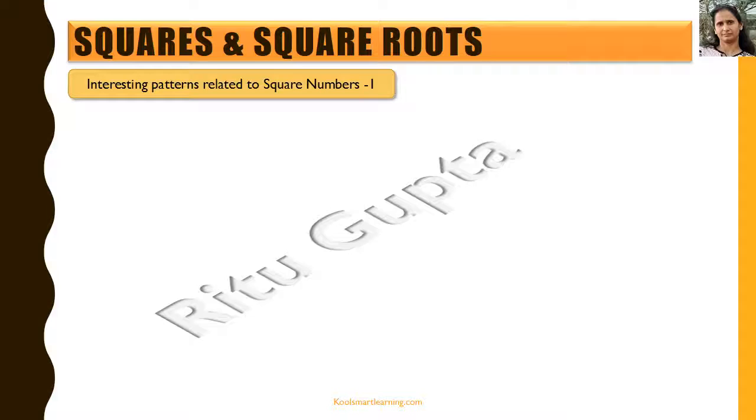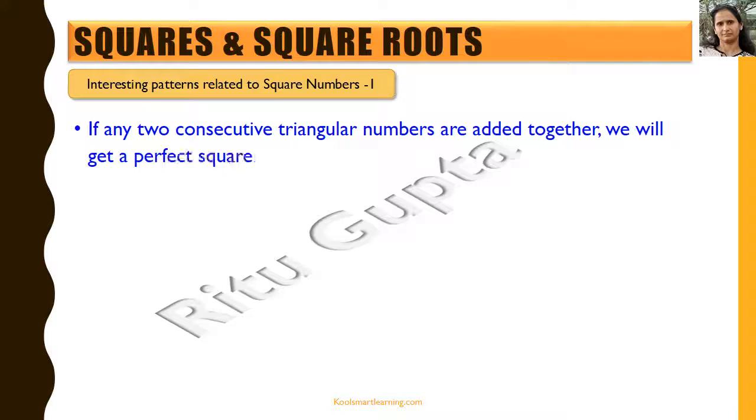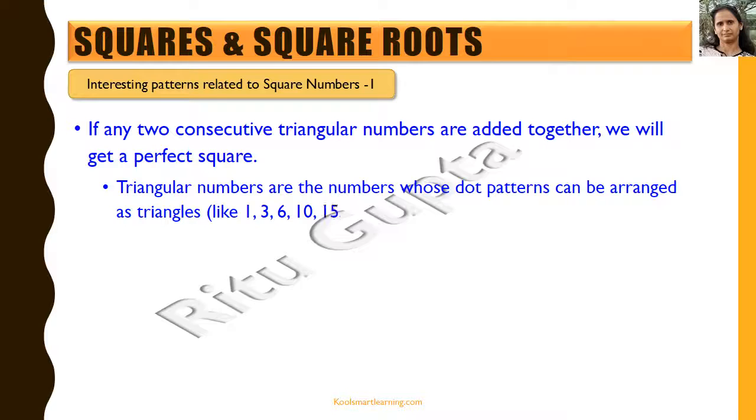Now let's talk about some interesting patterns which are related to the square numbers. If any two consecutive triangular numbers are added together, we'll get a perfect square. Now the first thing to understand is what triangular numbers are. Triangular numbers are the numbers whose dot patterns can be arranged as triangles.